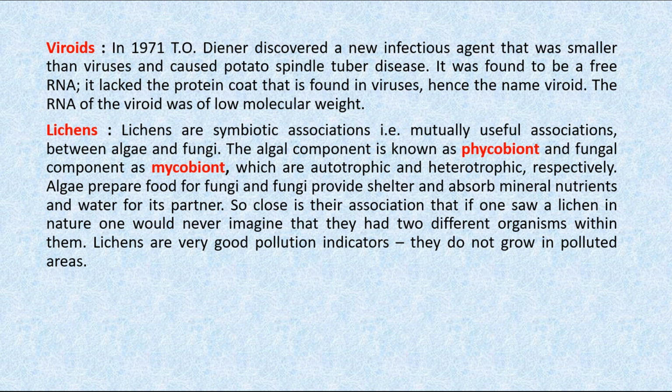Viroids. In 1971, T.O. Diener discovered a new infectious agent that was smaller than viruses and caused potato spindle tuber disease. It was found to be a free RNA, it lacked the protein coat that is found in viruses. Hence the name viroid. The RNA of the viroid was of low molecular weight.